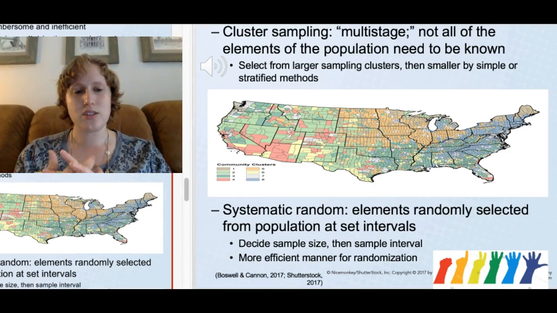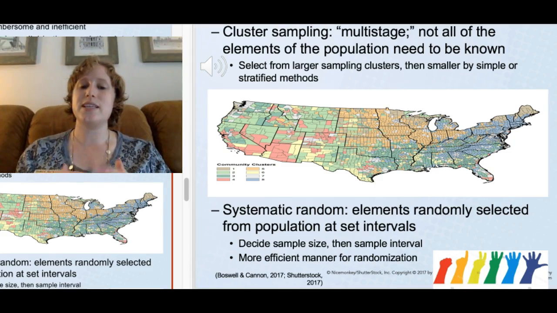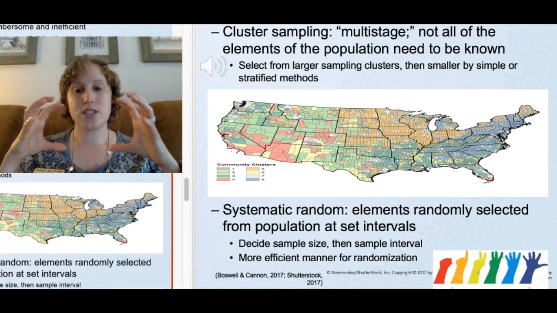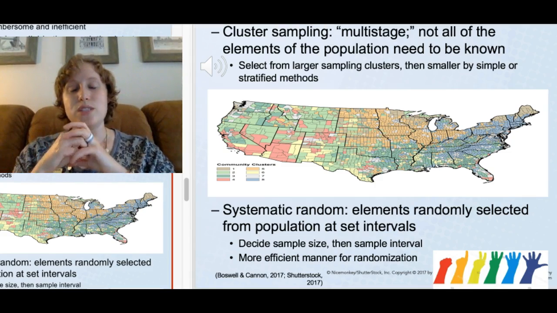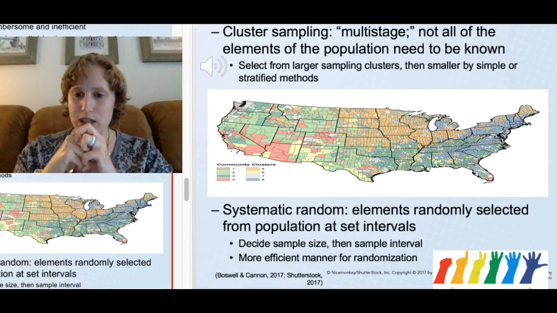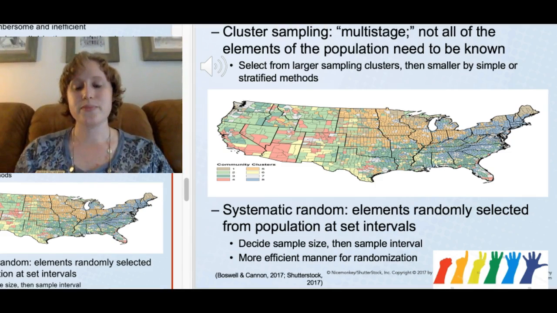Cluster sampling is also known as multi-stage. We normally see this in geographic sampling. So here I have a picture of the United States for you, and you see it's divided into different community clusters. In this sampling method, we start with the biggest cluster and work our way down using stratified or simple random methods from those clusters to get our sample.